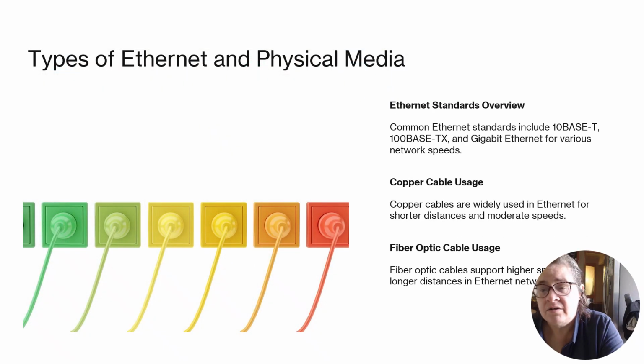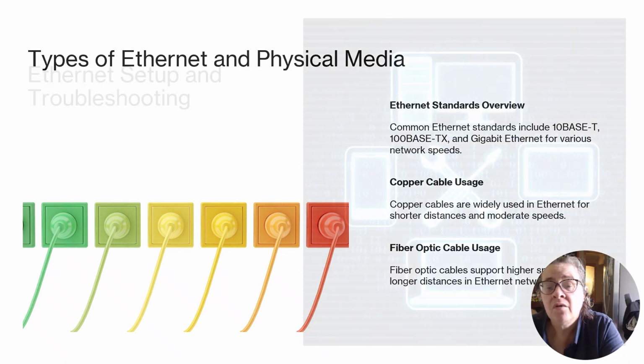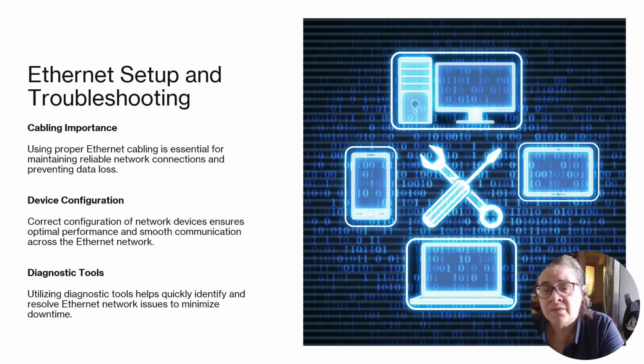Ethernet standards include 10BASE-T, 100BASE-TX, and gigabit Ethernet, using copper cables or fibre optics depending on speed and distance requirements. And honestly, fibre optics would be used in a lot of cases, not copper. You can use multi-core copper, but fibre optics can be multi-core as well and are generally a lot better and faster, okay? Proper cabling, device configuration, and diagnostic tools help Ethernet networks function reliably and issues are quickly resolved.